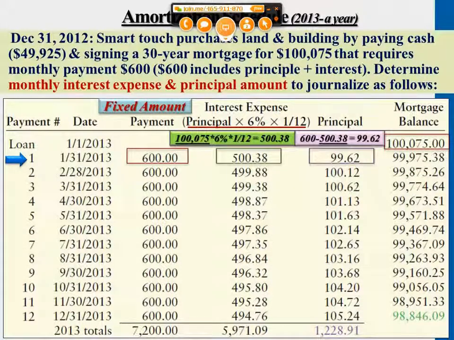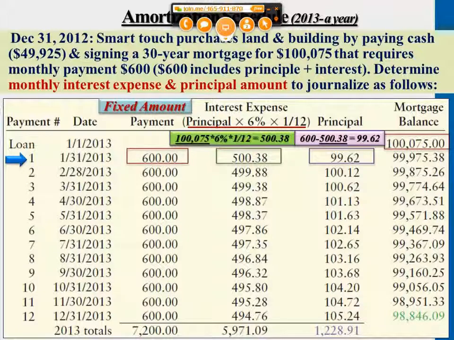Okay, so the principal amount we're paying, we just get this after calculating interest and subtracting it from the fixed amount. And then it goes into this journal entry. This is the first month of payment. Credit cash 600. These two parts break down the 600 into interest payment and principal payment. Principal is referring to the original mortgage amount.